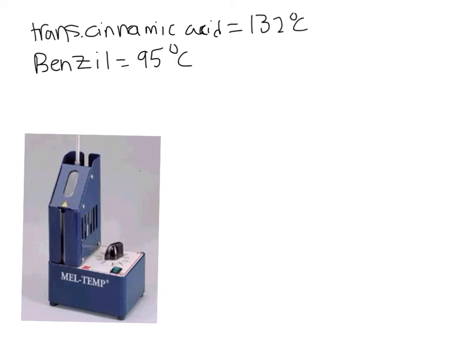And finally, to know what our unknown was, we took our precipitate and measured it in the melting temperature apparatus, and then we compared the temperature that we measured here with the original temperature, and then we found out our unknowns.